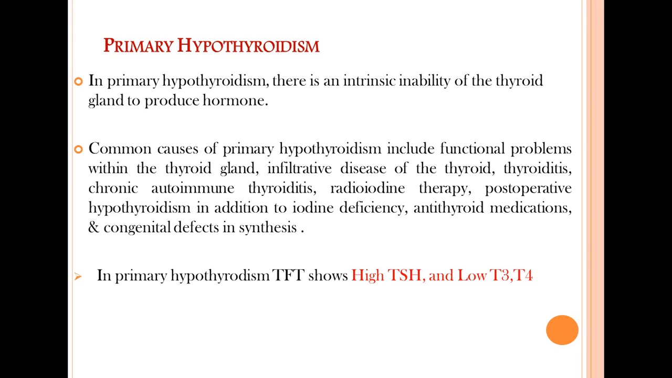If the defect is in the thyroid gland itself, a primary defect, primary hypothyroidism, then the thyroid function tests will show the following profile. The TSH will be high in an attempt to stimulate the thyroid gland, and the blood level of T3 and T4 will be low, both the total and the free. So in case of primary hypothyroidism, the thyroid function test profile will be a high thyroid stimulating hormone level and low levels of T3 and T4.